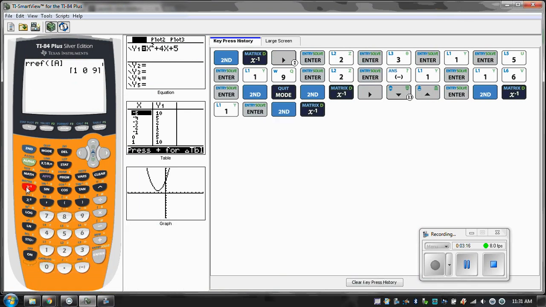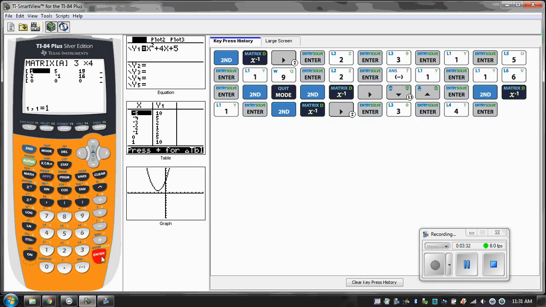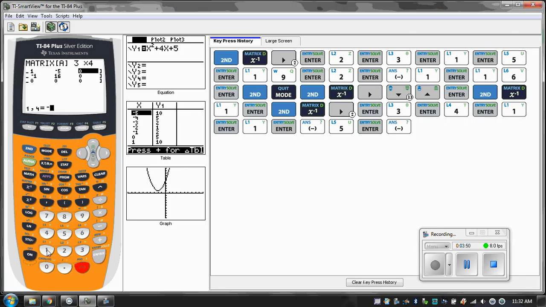Second matrix. I'm going to scroll over to edit. But this time, I have 3 rows and 4 columns. Rows go sideways, columns go up and down. So now I'm just going to put them in order. I have 1R, 1S, negative 5T equals negative 16.